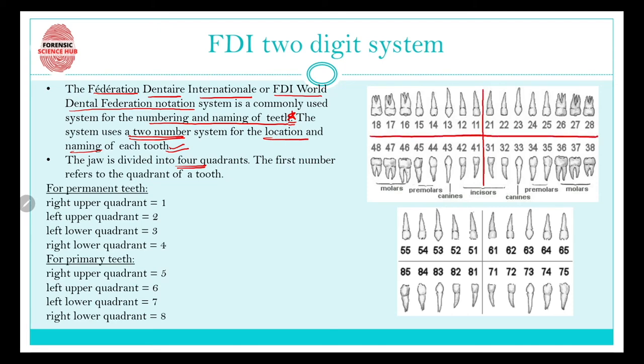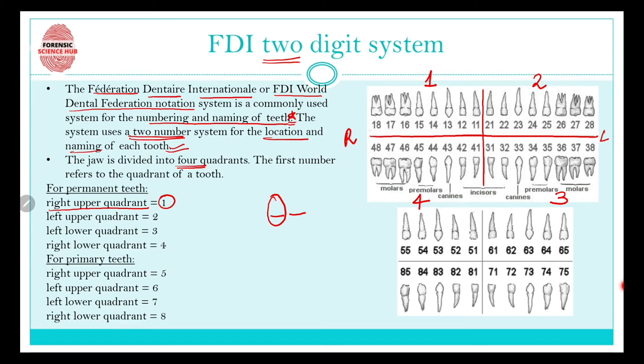So in this case, the upper right quadrant is the first quadrant. So this is upper right, then this is upper left, then this is lower left, and this is lower right. Alright, so in this case what we do is, this is a two-digit system, right? So there has to be two digits. So this digit is always the quadrant that the teeth is present in.